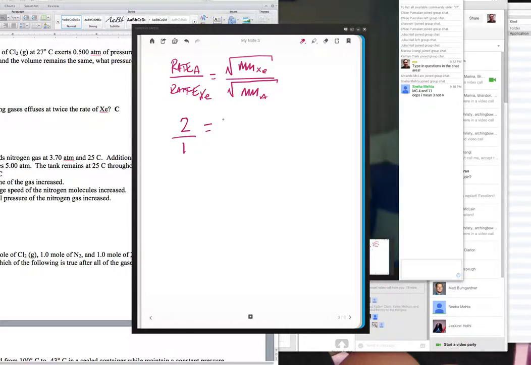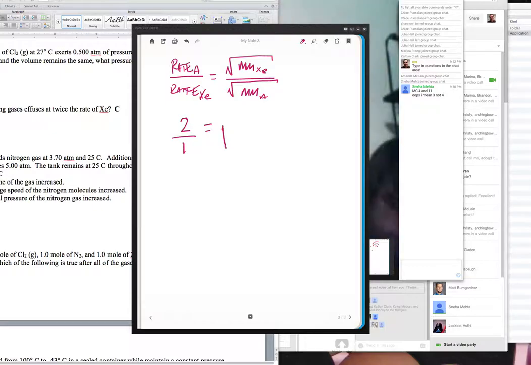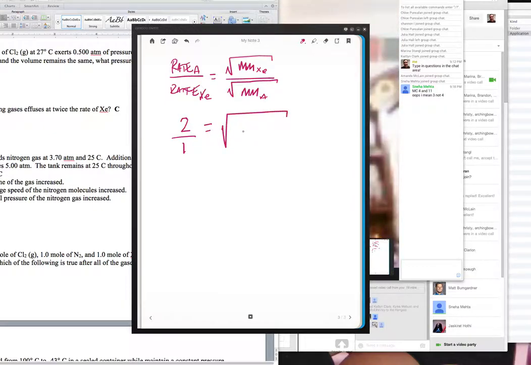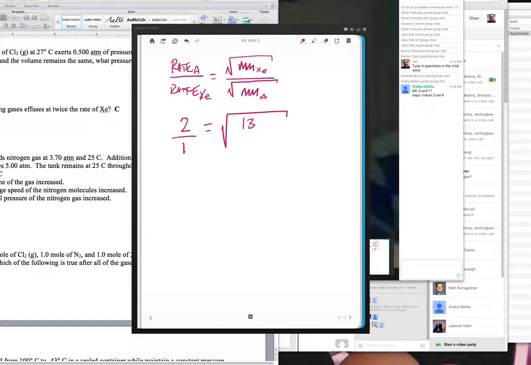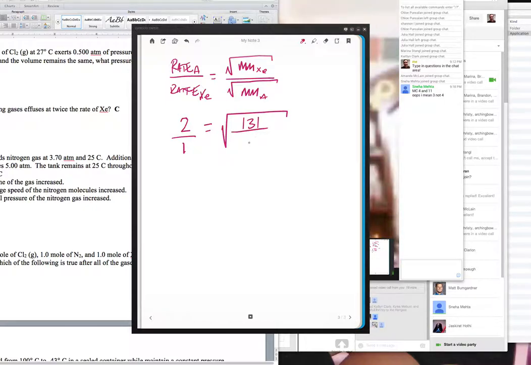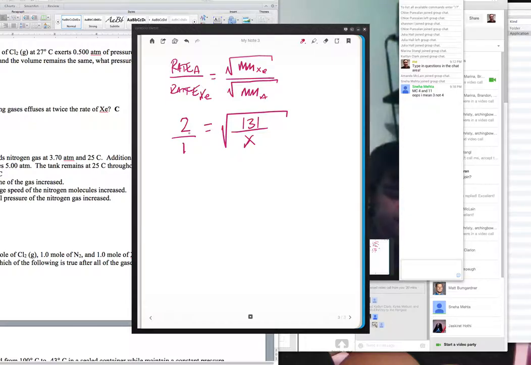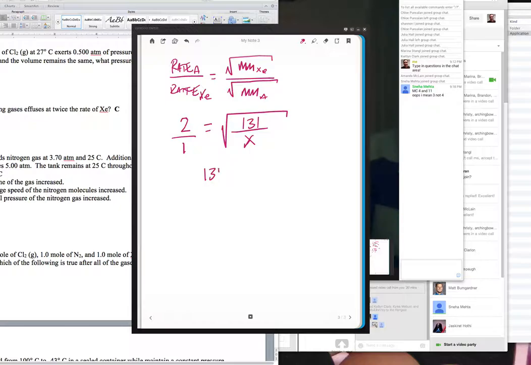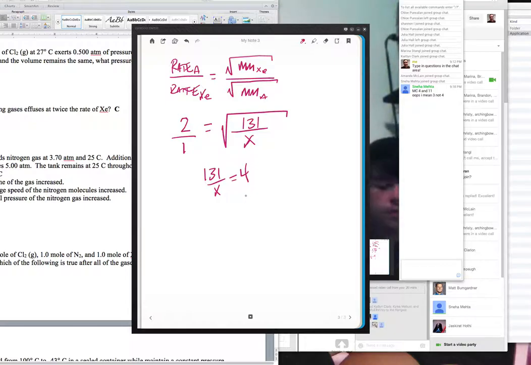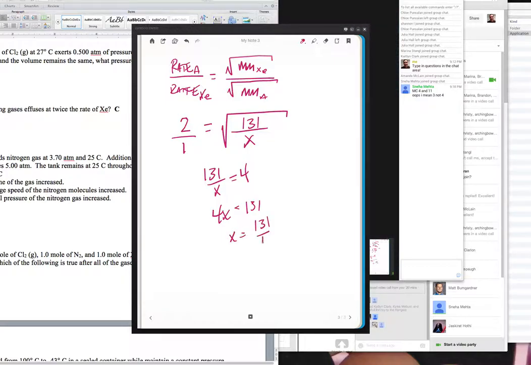Xe is, so the square root here of 130, what is it, 131 about? So 131 over some number. The square root of whatever this is right here has to be equal to 2. Right? So what number, the square root of what number is equal to 2? 4. So 131 over x has to be equal to 4. So that's 4x is equal to 131. So x is equal to 131 over 4.